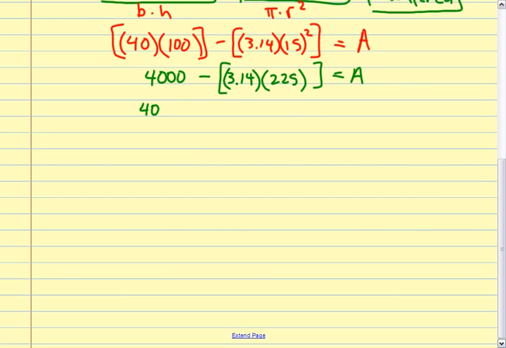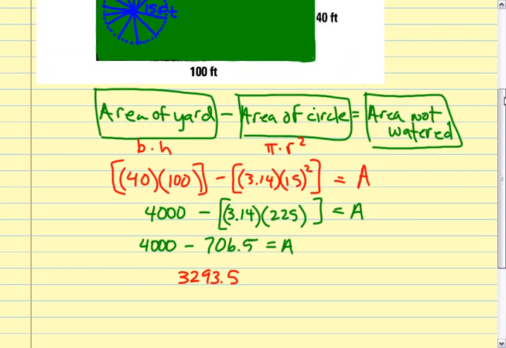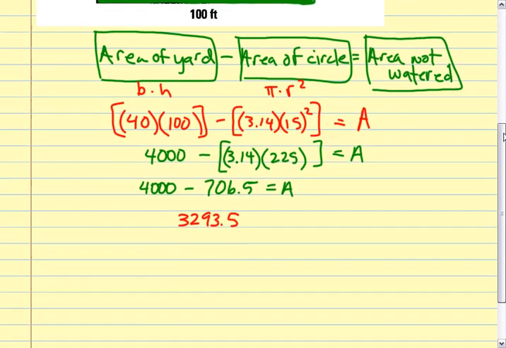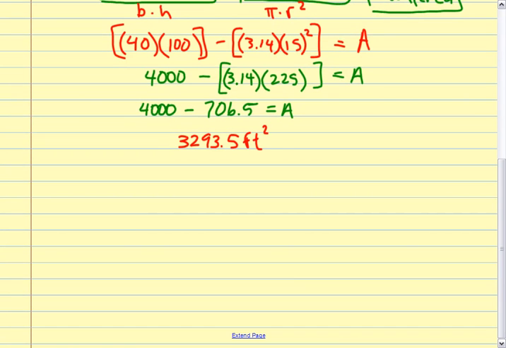Okay, so then we've got 4,000 minus, what is 3.14 times 225? 706.5 is equal to the area. And then, Emma, you're going to finish up this bit for us. What's 4,000 minus 706.5? Is it 94.5? I think it's 93.5. And that's the area. But let me ask you something, Emma. What are the units? Feet squared, because I was looking for area. So I know my answer is going to be square units. Nice job.